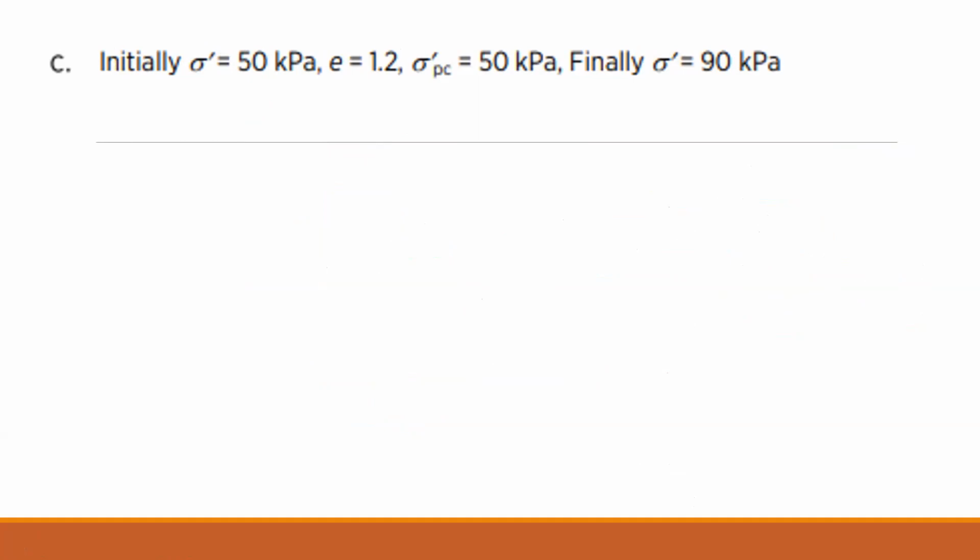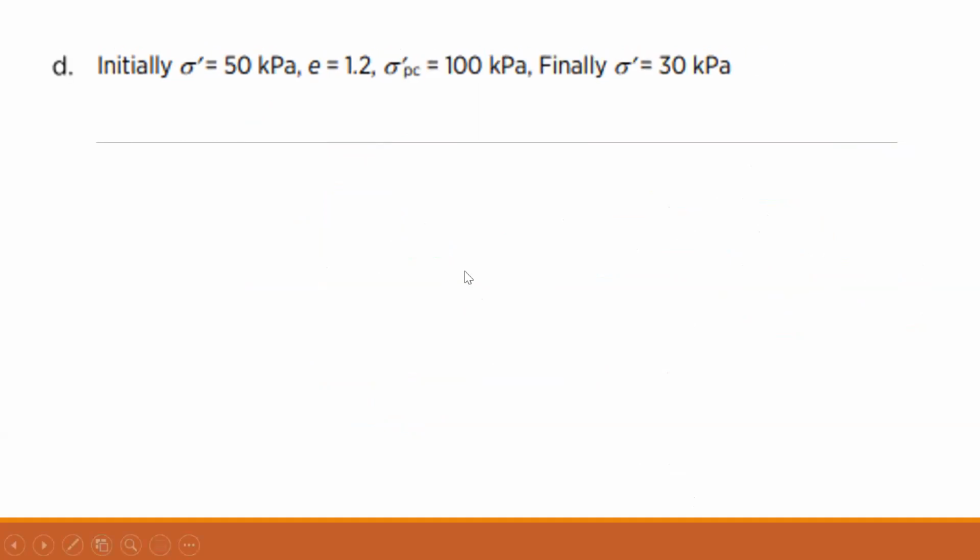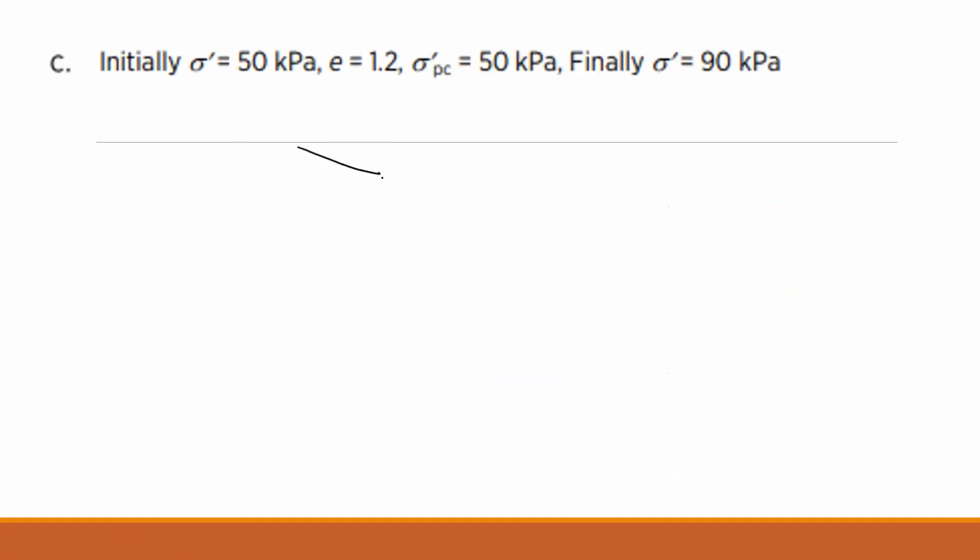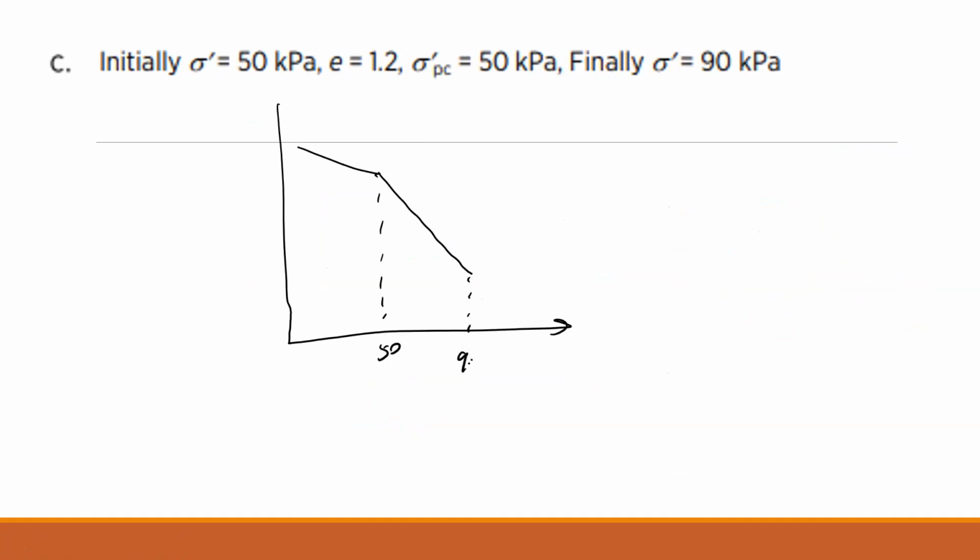Okay, so this one is easier than the one before. This value is 50 and this value is 90 and the initial value is also 50. So it's going from here to here. So it's easy. This is our delta e. So delta e is equal to, here we have 0.4 gradient, 0.4 times log 90 divided by 50. And ef is equal to 1.2 minus delta e.